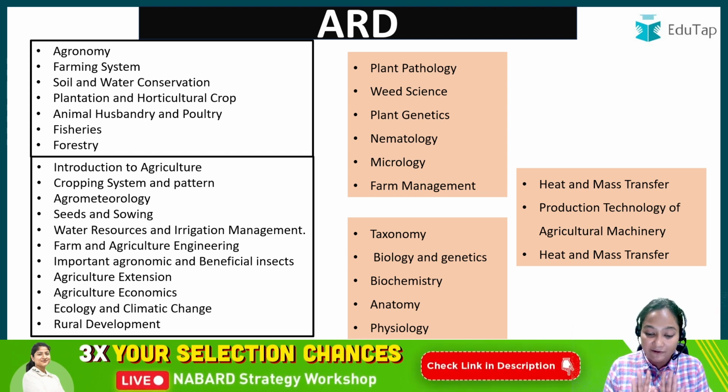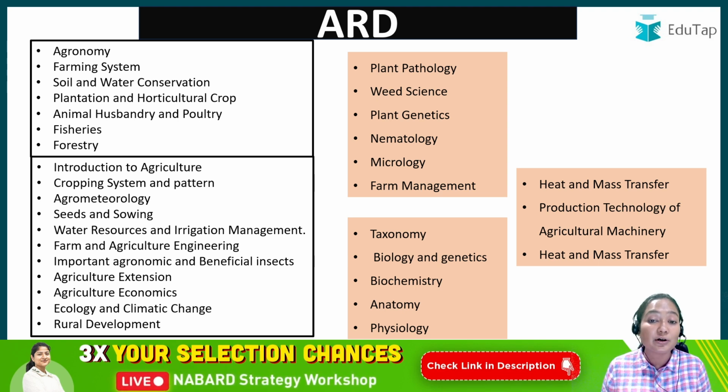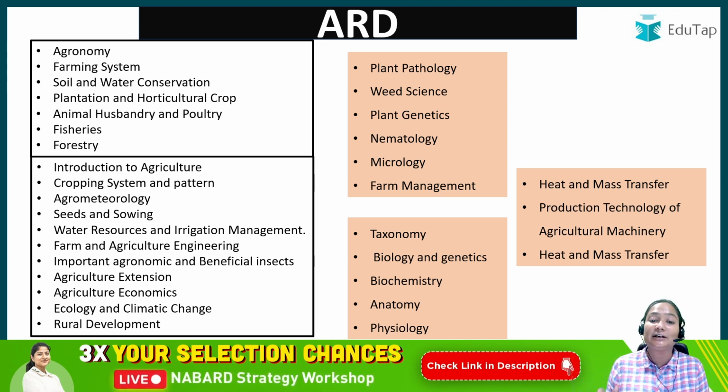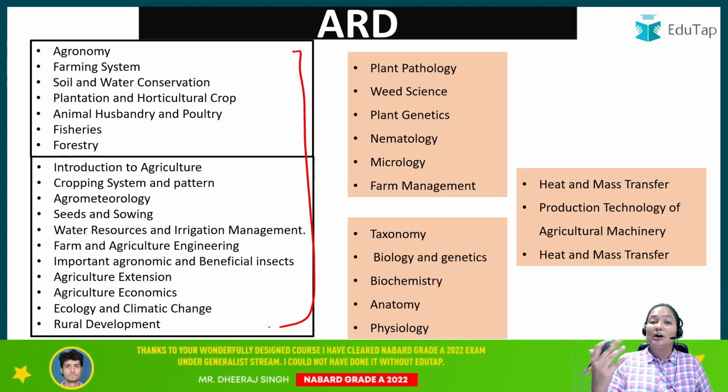Now please listen very carefully in the ARD. I have listed out maximum topics in ARD. Simple reason being कि ARD में static portion is more important than current affairs. So it is very important for you to have a clear idea related to ARD static. So this is the syllabus that you will get in your course or in your NABARD notification, right?